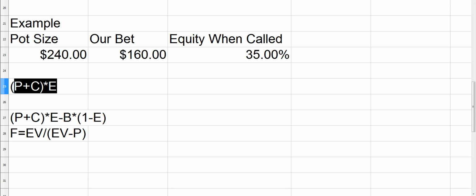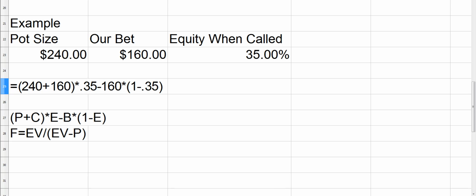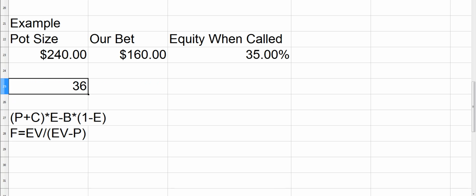So we take our pot, which is $240, plus our opponent's call size. Again, remember to take into account effective stack sizes. Multiply that by our equity, which in this case is 35%. Now we subtract from that the amount we're going to lose when he calls. So the bet size, 160, multiplied by 1 minus our equity. Oh, and I forgot to put the equal sign at the beginning. So the answer is 36.